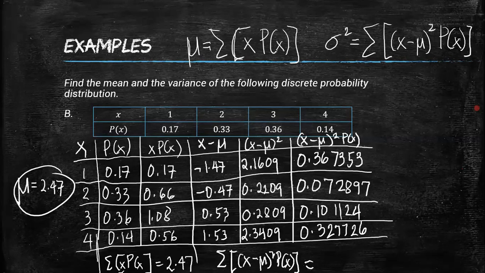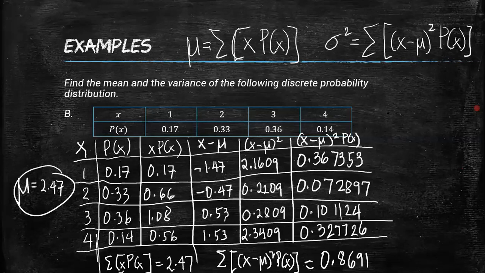That would be 0.367353 plus 0.072897 plus 0.101124 plus 0.327726. My answer here is 0.8691. Okay, now let's agree again.